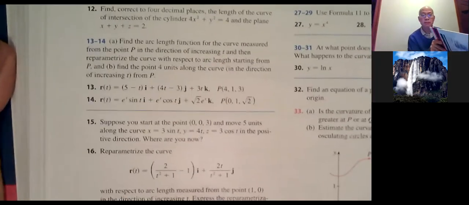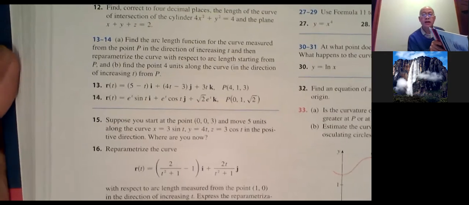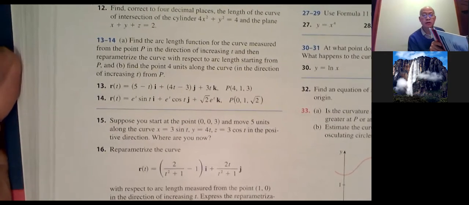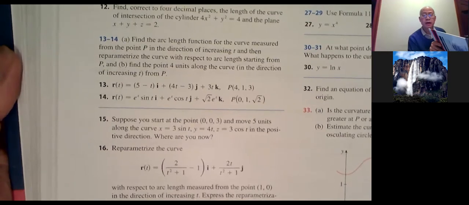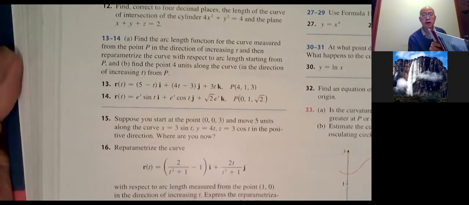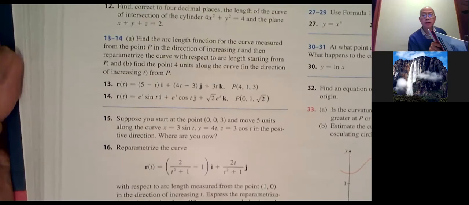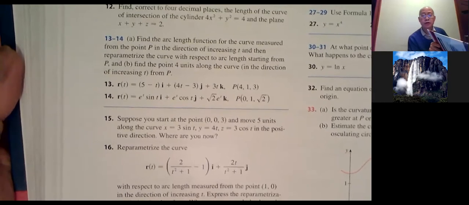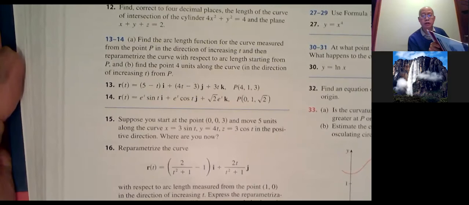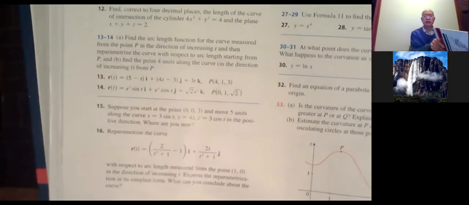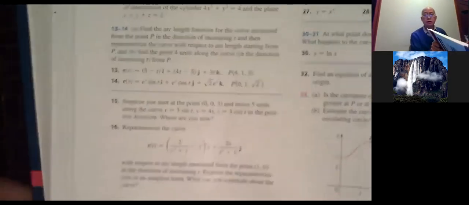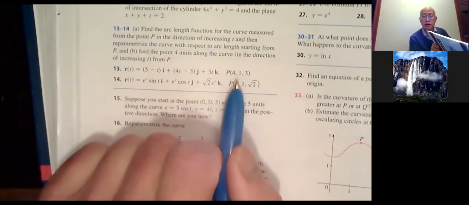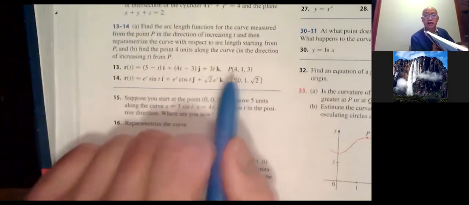Okay, then 13 and even 15, I believe. Find the arc length function for the curve measured from the point P in the direction of increasing t, and then reparameterize the curve with respect to arc length starting from the point P, and find the point 4 units along the curve in the direction of increasing t from P. Okay, so what are they talking about here? Right, so we're starting there. If we're starting there, what's my t value?